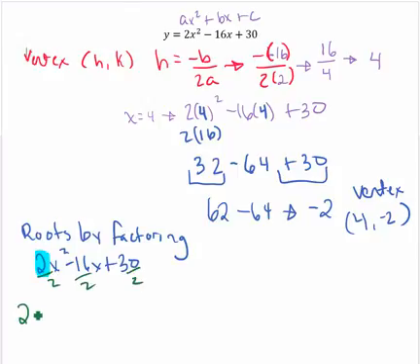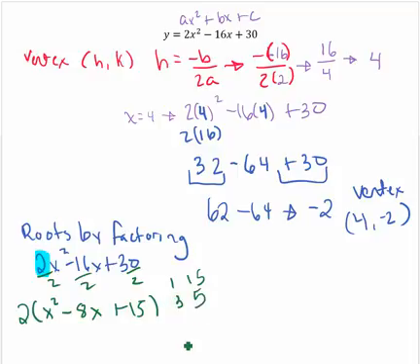So we put that 2 that we divided on the outside. 2 divided by 2 is 1x squared. Negative 16 divided by 2 is negative 8x. And 30 divided by 2 is 15. All right, so now we look at the factors of 15: 1 and 15.